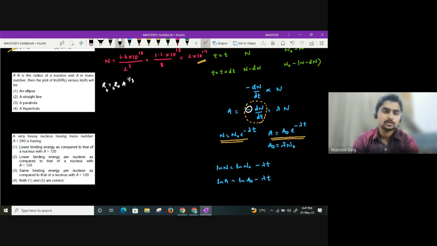Ratio of atomic masses were given. They asked us to calculate the ratio of the radii again. This is the average radius of any nucleus, guys. R will be r naught a power 1 by 3. So if I apply logarithm on both sides, what will I get?